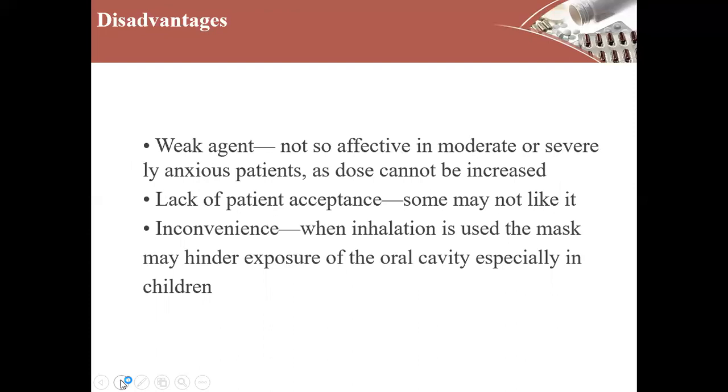Major disadvantages are that it is a weak agent, not so effective in moderate or severely anxious patients, as the dose cannot be increased. So there is always a limit in increasing the dosage. If the patient is moderate or severely anxious, we won't be able to control them even after giving the sedative agents. Then there is lack of patient acceptance, some may not like it, so there will be a difficulty in administering the drugs to them. Then inconvenience when inhalation is used, the mask may hinder exposure to the oral cavity, especially in children.